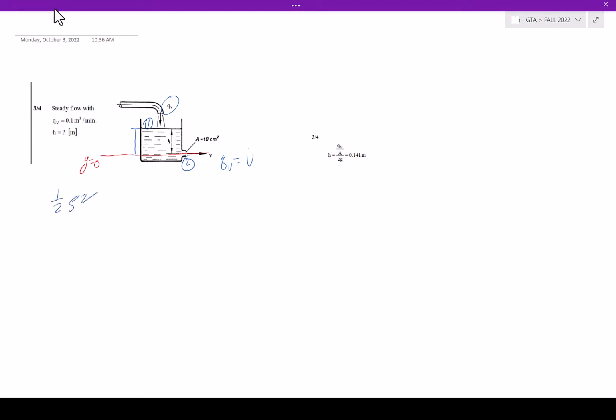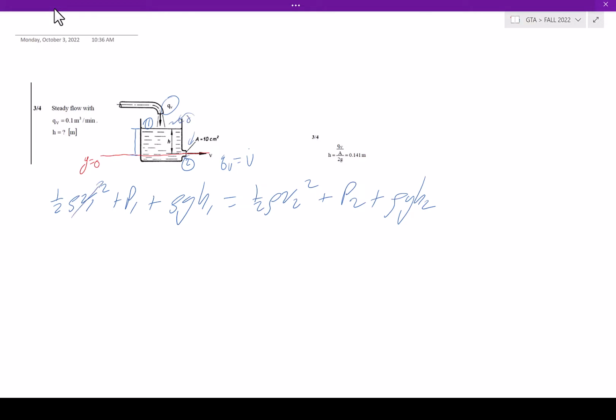So 1/2 rho v1 squared plus p1 plus rho g h1 equals 1/2 rho v2 squared plus p2 plus rho g h2. Okay, and then you just go through and knock them off one at a time. V1, since this is an open tank, and another assumption is that the area here is smaller compared to the area here, such that this V1 is equal to 0.